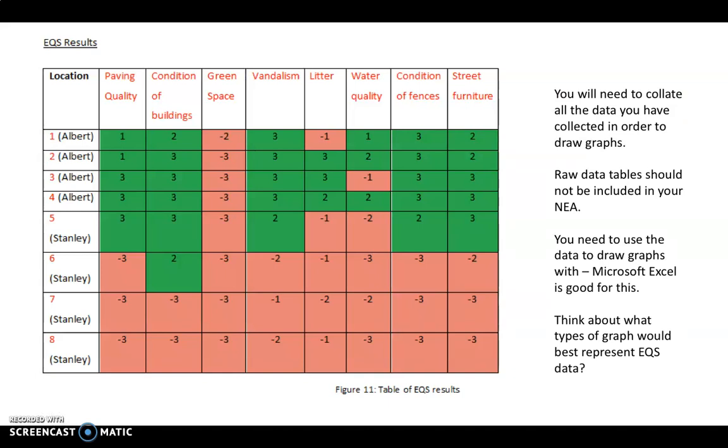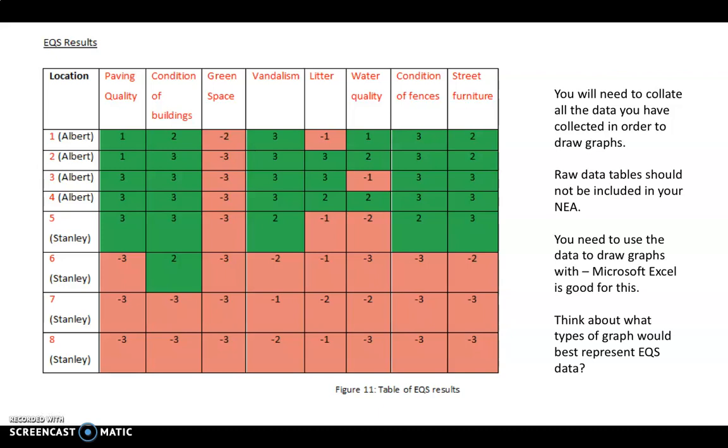And to begin with, all the data that you've collected, you're going to need to collate it in order to be able to draw graphs with it. Raw data tables should not be included in your data presentation section. So you can see here this is a table of EQS results, and really this shouldn't be in your NEA. You will need to create it in order to draw graphs from it, but it shouldn't be put into the main body of your data presentation section.